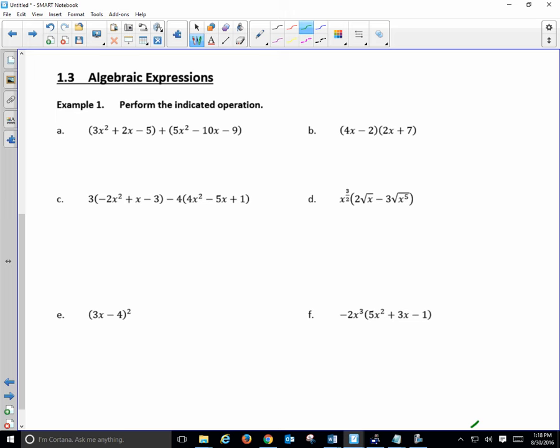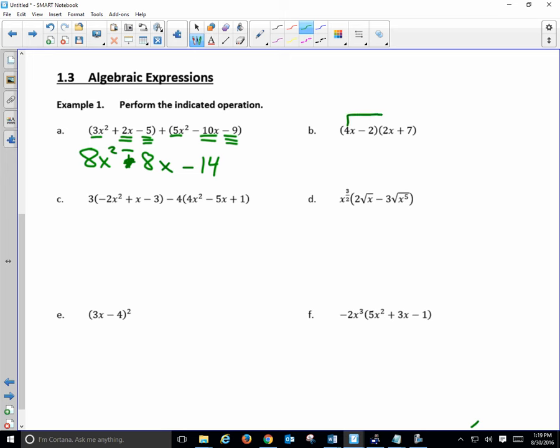Okay, what do I do with the first one? Combine like terms, right? 8x squared. We got 8x, negative 5, negative 9, negative 14. Yep, there you go. What about b? What did I do? Oh, sorry. Yep, minus 8x. Okay, what about b? What do I do?